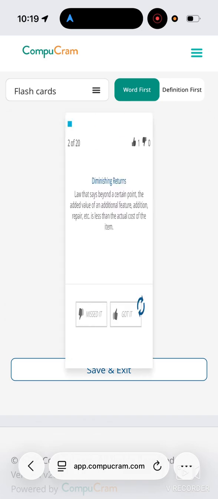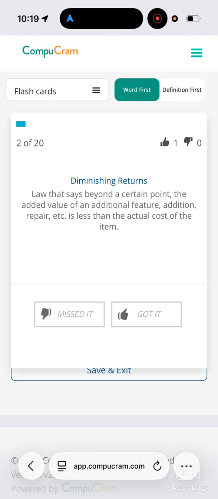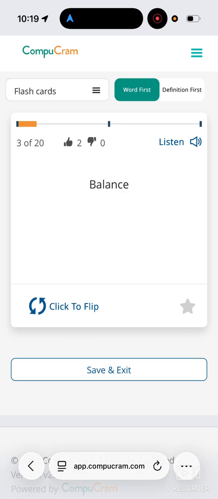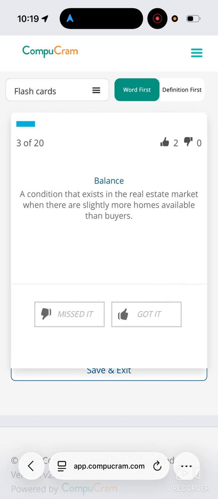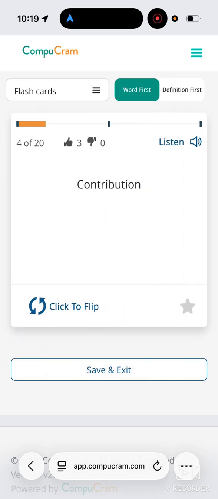Diminishing returns. Law that says beyond a certain point, the added value of an additional feature, addition, repair, etc. is less than the actual cost of the item. Balance: a condition that exists in the real estate market when there are slightly more homes available than buyers.